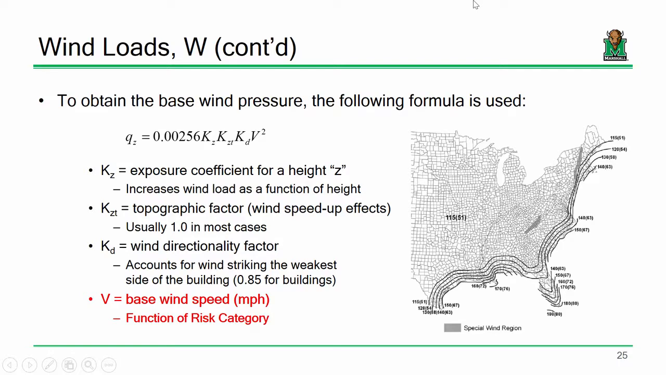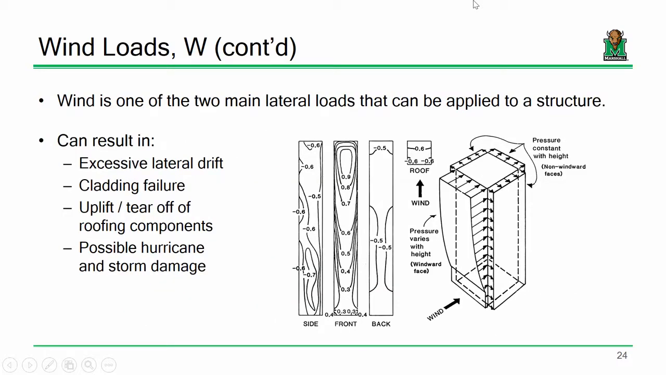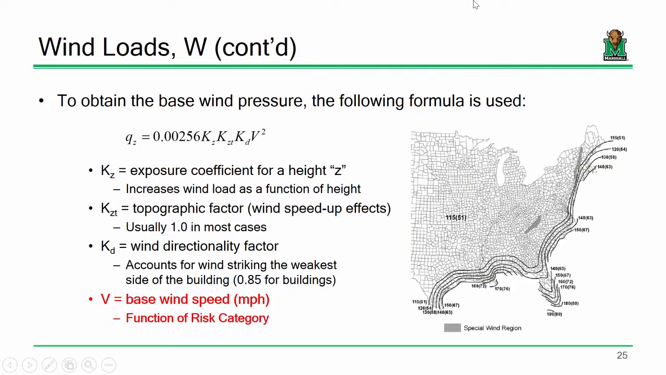You get 0.00256 V squared. Those constants on the end are just trying to adjust that base Bernoulli's equation for some real-life aspects. So Kz is the exposure coefficient. Kz is the one I would say is the most complicated. What it's trying to do is increase the pressure on the building as a function of the building's height. So the taller you get on the structure, the larger the pressures you would get, and that's what Kz is taking care of.